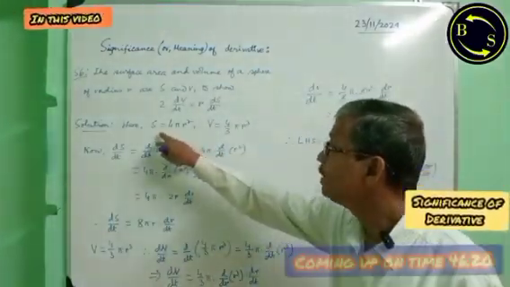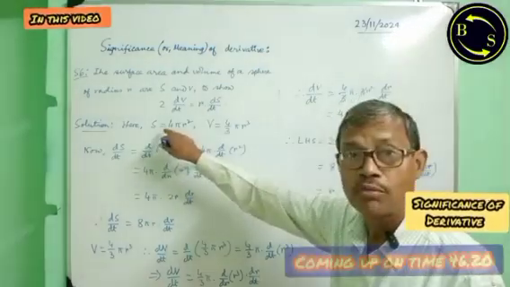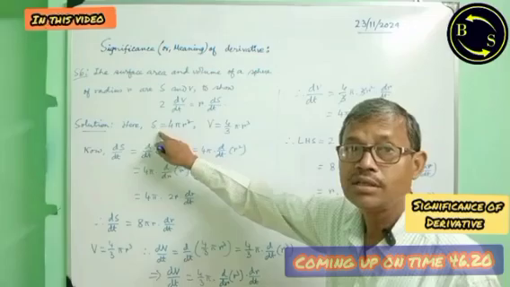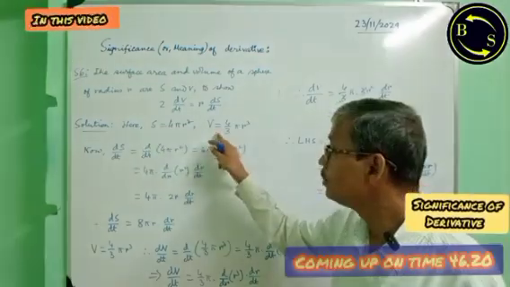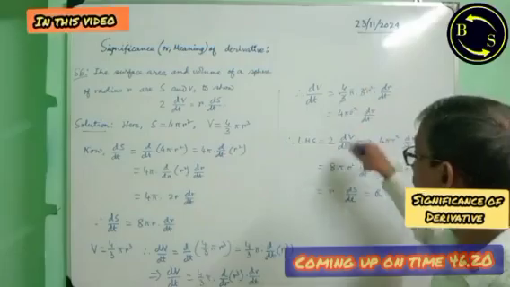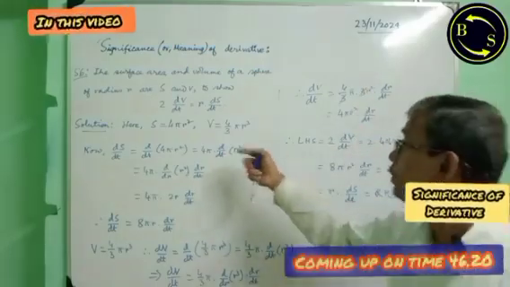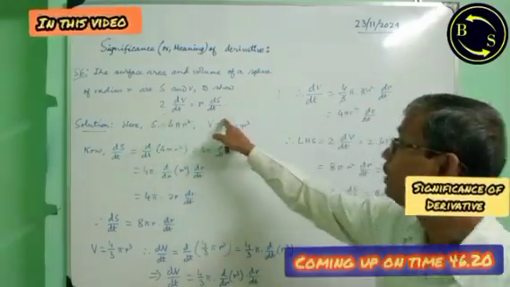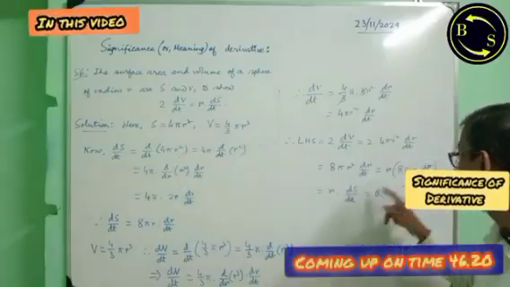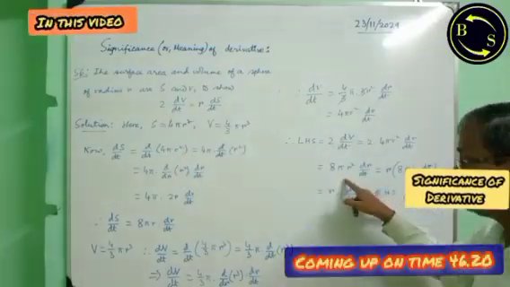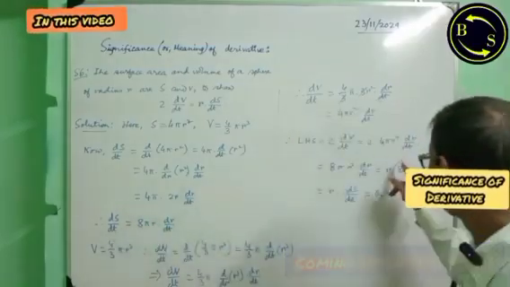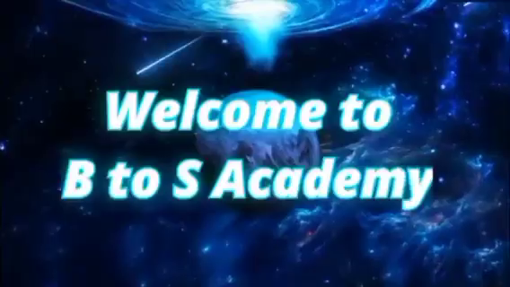First of all, we have written the formulae of surface area and volume. Then we have obtained dS/dt as well as dV/dt. Then we have put the values here on the left hand side and calculated. We get this result. Then to get this dS/dt form, we have written like this.